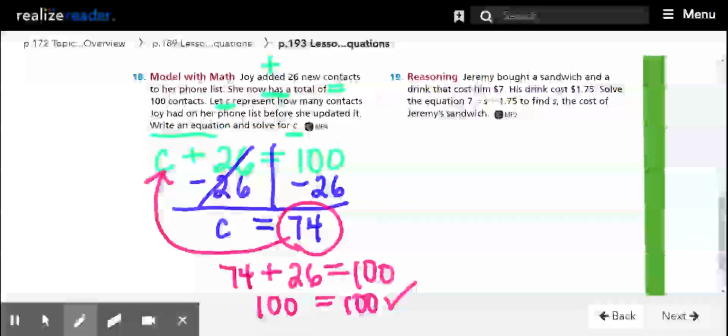Okay, again, the point of what we're doing in these next few videos is thinking through how to write an equation representing a word problem.